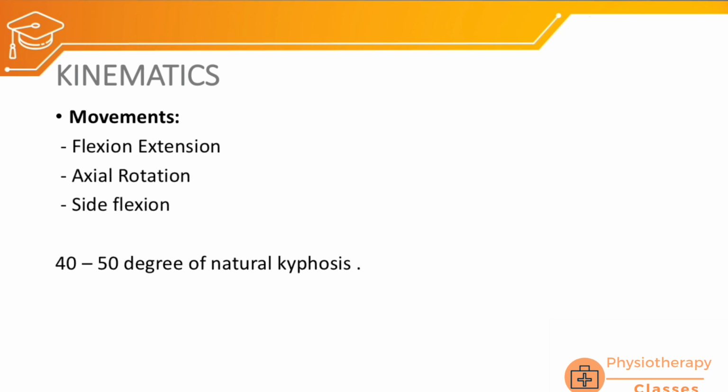Coming to kinematics, the movements occurring are flexion, extension, rotation, and side flexion. And we also have to remember there is a natural kyphosis of 40 to 50 degrees. Now let's move on to osteokinematics, that is movement of the vertebral bones of the thoracic spine. For this we have to remember 3 points. We have discussed this in the cervical vertebral column. The first is the movement occurring at the joint. Next is the planes and axis where the movement occurs, and third is the range of motion.